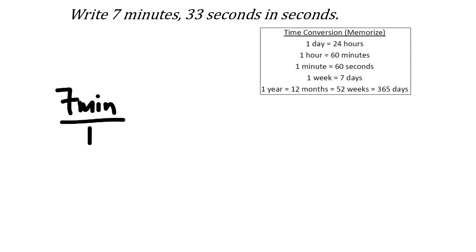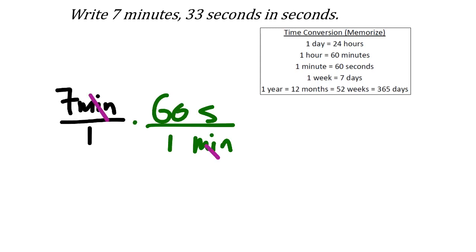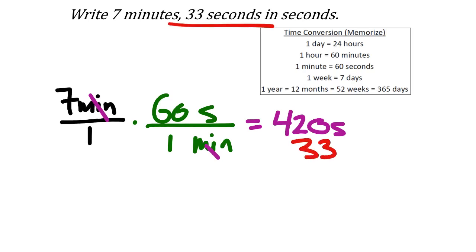7 minutes over 1. I know that we're converting this into seconds, so I have a minutes to seconds ratio, or conversion factor. It's 60 seconds for 1 minute. So the minutes do cancel, just like we thought they would. 7 times 60 is 420. Now that's how many seconds 7 minutes is. But we also have the 33 seconds from the top up there, right? These 33 seconds. So how many total seconds is that? 420 plus 33, 453 seconds total.